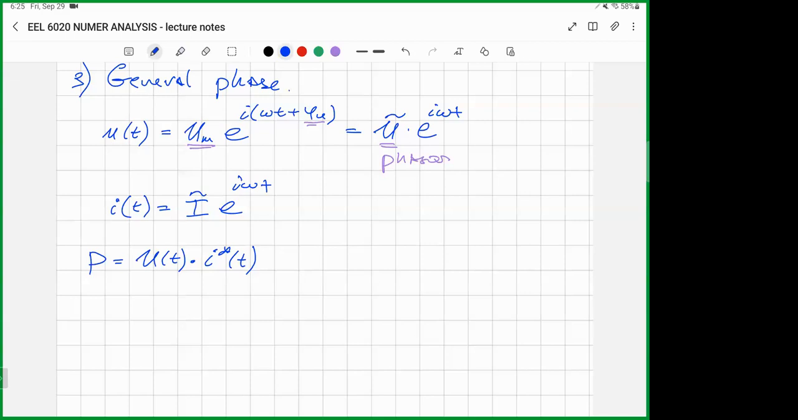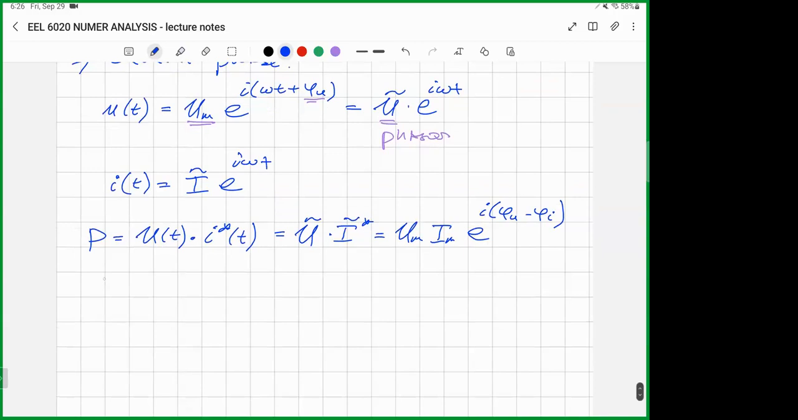And in this case, it's going to be the product of the voltage phasor times the current phasor complex conjugated. Okay. And now rewriting it back as an amplitude of current and voltage. This is the real number, of course. The result is going to be exponential to the power of i (phi u minus phi i). Okay. So we see that now this power is actually a complex number. So it gets the real part, and it also gets the imaginary part of the power.